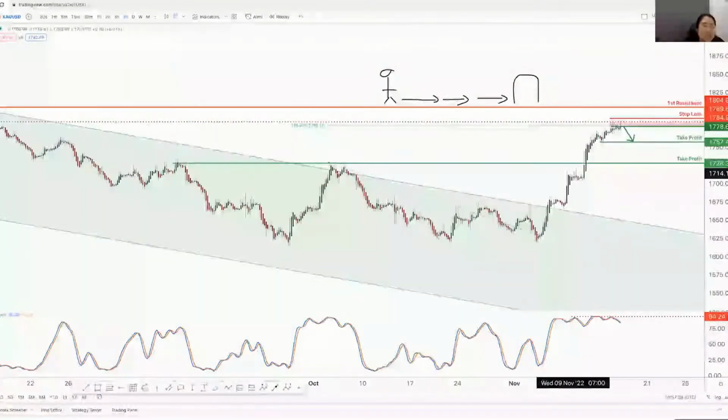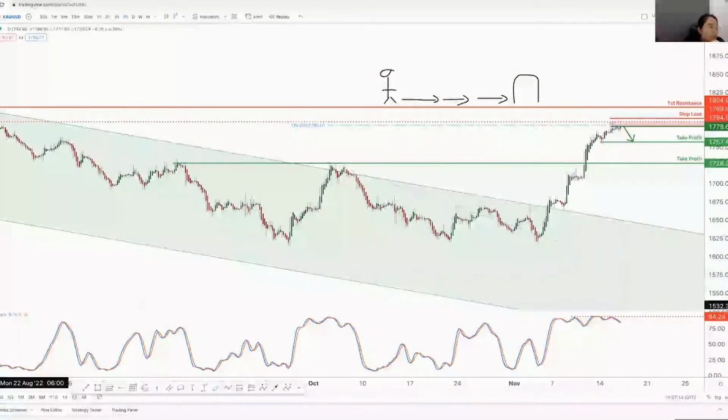The next reason why I think price is going to reverse is that on the stochastics, we are seeing that price is reaching a resistance. How we use stochastics is we identify support and resistance. It is now at a resistance.